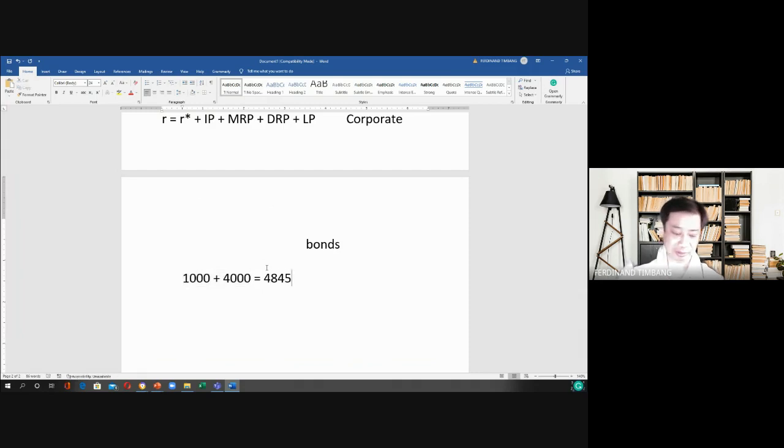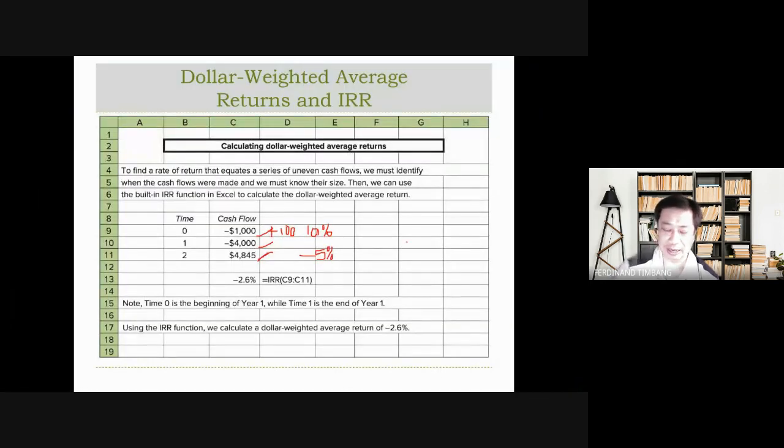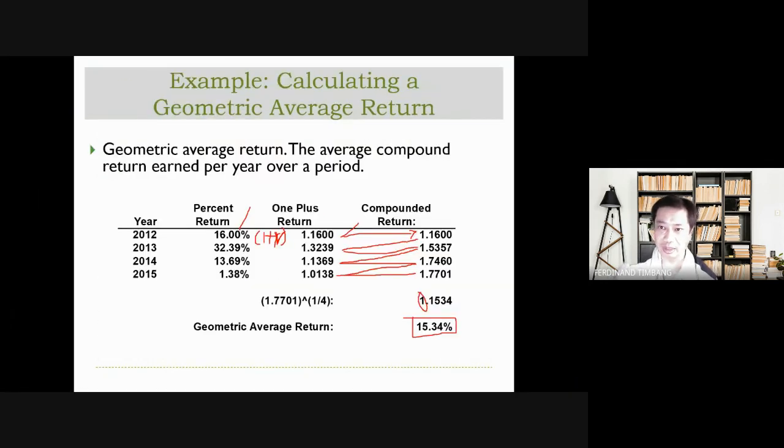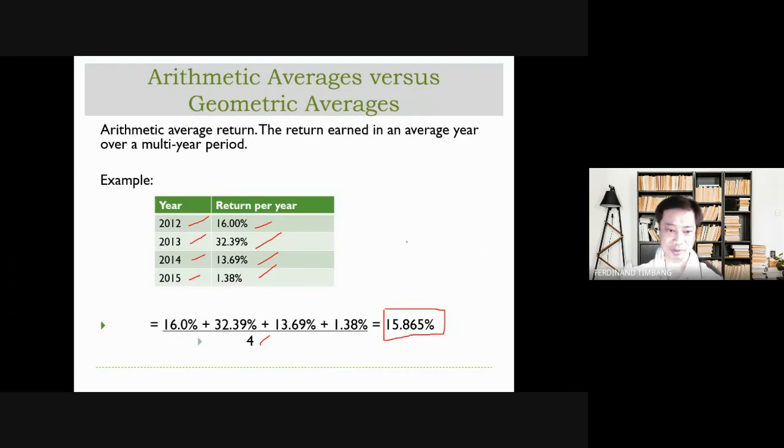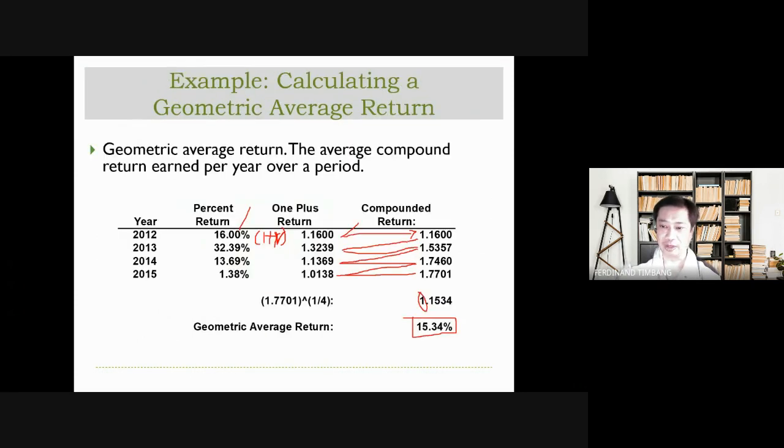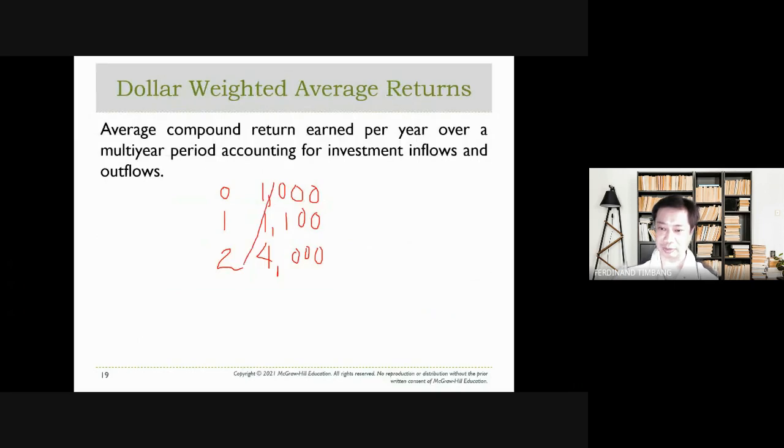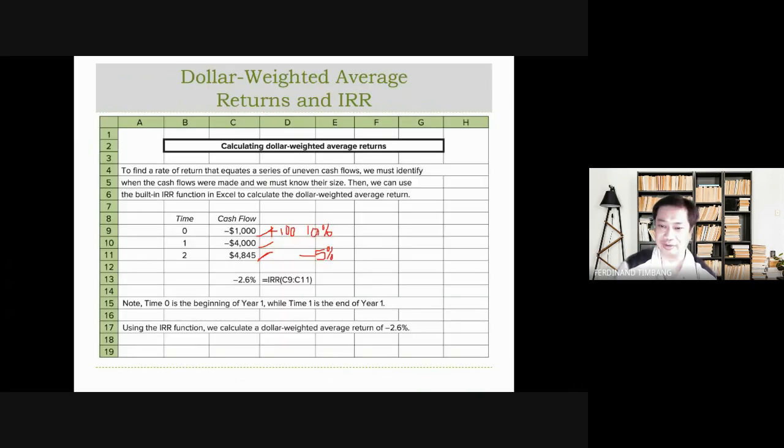So parang lalabas dyan, meron tayong 1 plus R. Diba? So kasi we're trying to look for the R so that the 4845 will be equal to the 1,000 to the 5,000. So yun yung ina-explain dito. Na hindi kayang explain dito sa arithmetic return at saka geometric average. No? So dito, huwag niyong pansinin masyado yan kasi nilagay ko rito yung 1,100. No? Okay, so yan din yan.